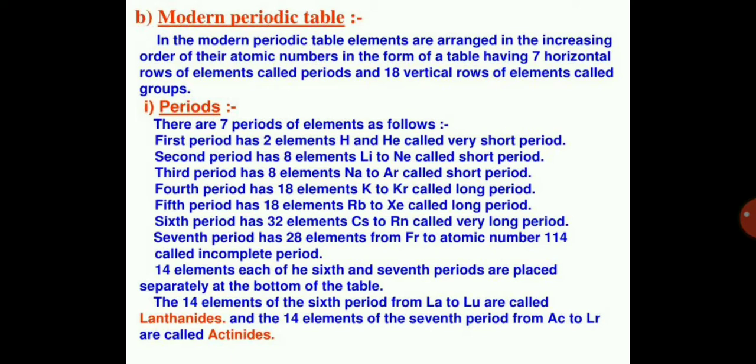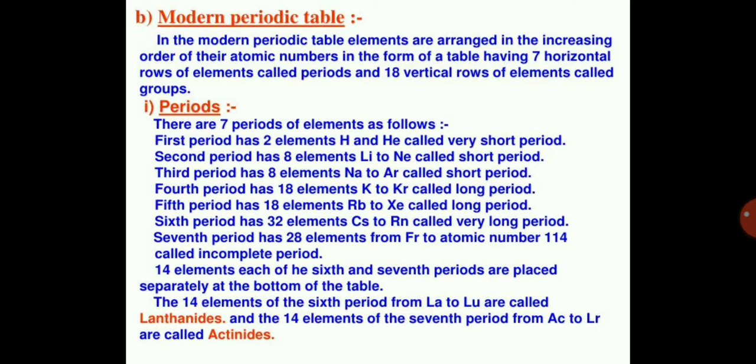The first period has 2 elements, hydrogen and helium, called the very short period. Then the second is a short period, the third is a short period, and the fourth is a long period of 18 elements. The fifth period has 18 elements, called a long period. The sixth period has 32 elements, called a very long period. Then the seventh period has 28 elements, called an incomplete period, and 14 elements each of the sixth and seventh periods are placed separately at the bottom of the table.